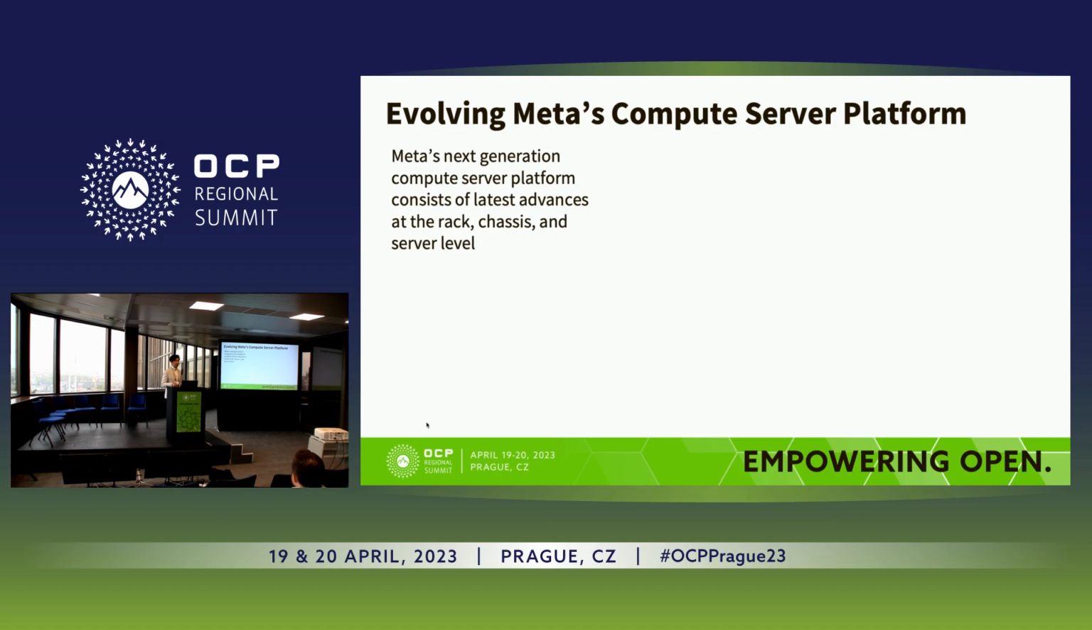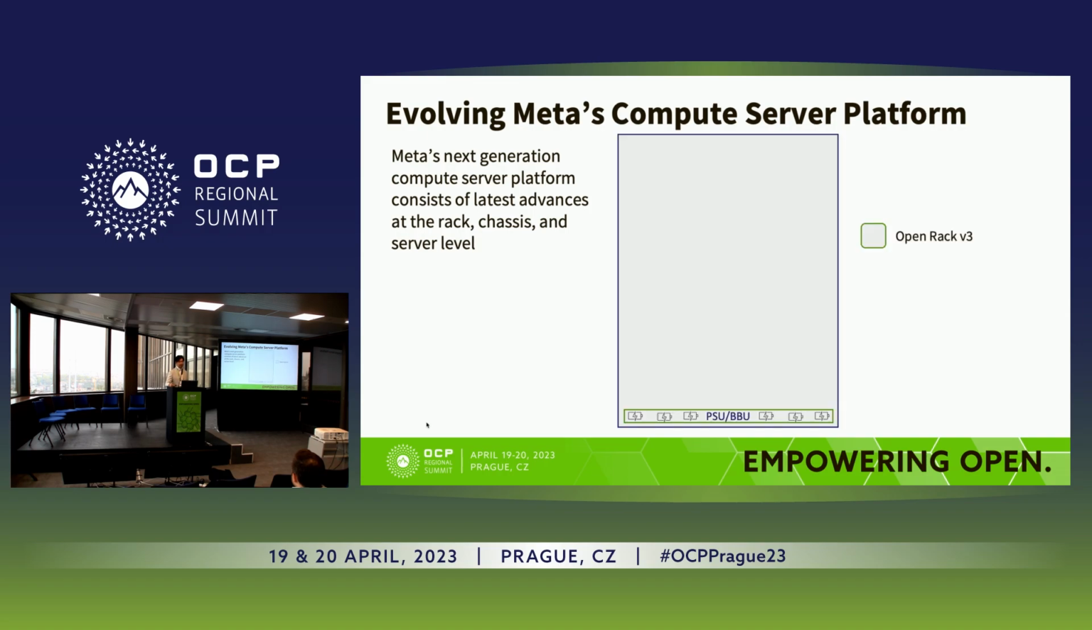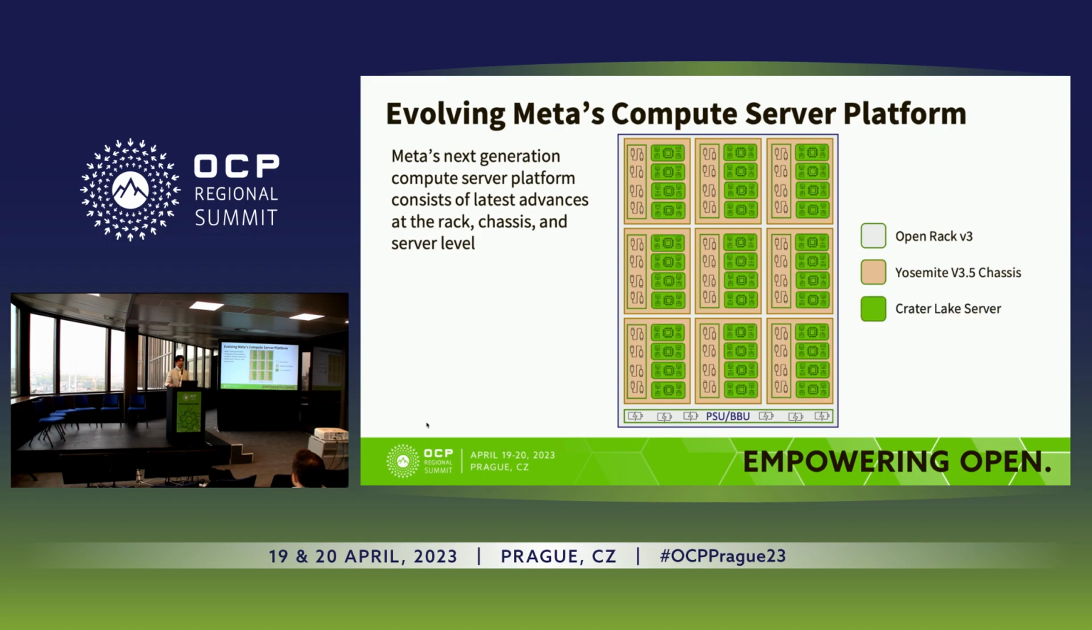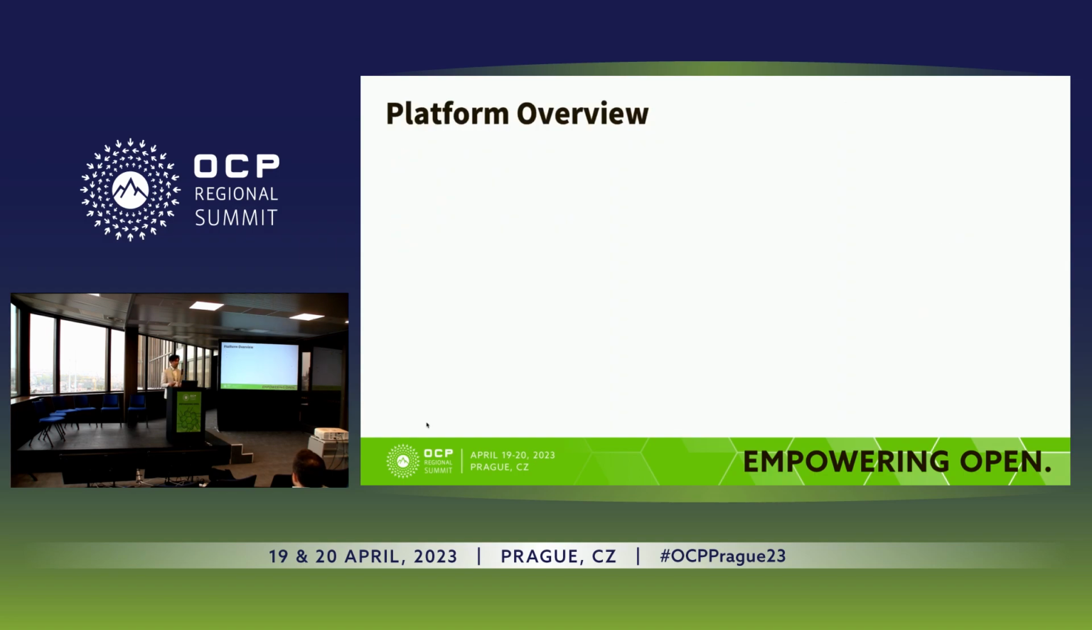Now, in order to meet these goals, we had to pull advances from 3 areas of hardware design. At the rack level, we will be using OpenRack V3, which was disclosed in last year's OCP Summit. For the chassis, we'll be evolving our Yosemite V3 chassis to Yosemite V3.5. And we'll also be introducing a new server today called Crater Lake. So here are the highlights for each of these 3 elements.